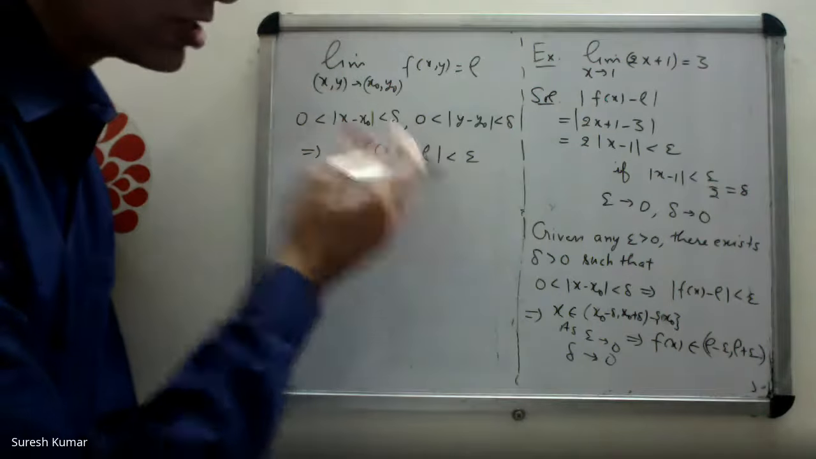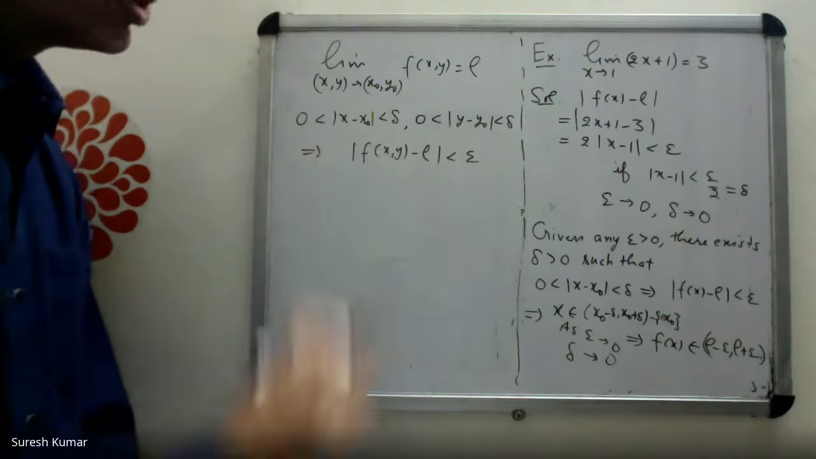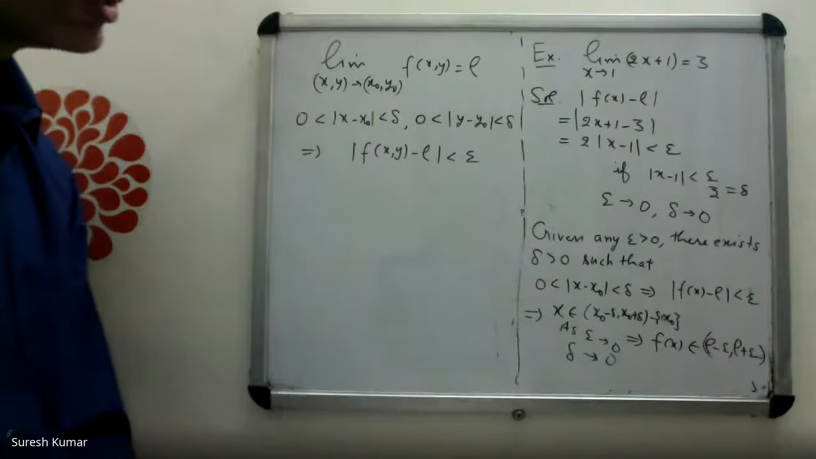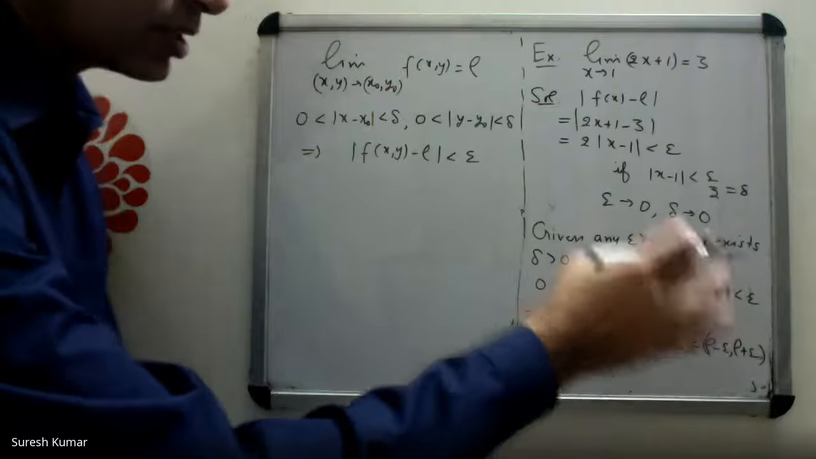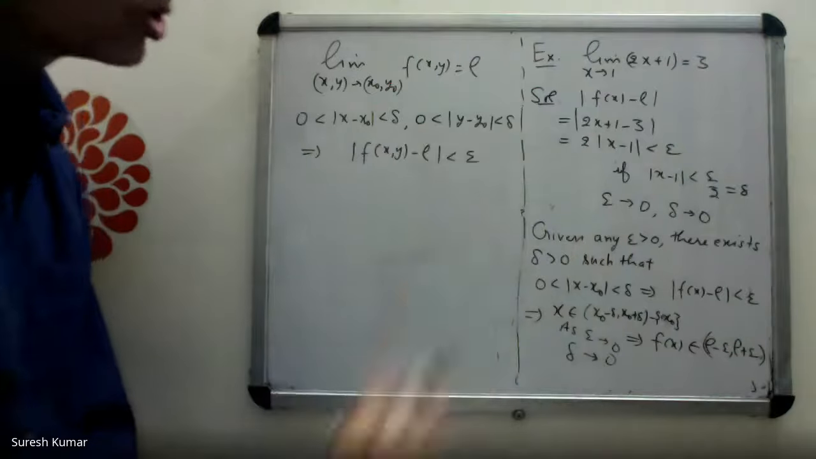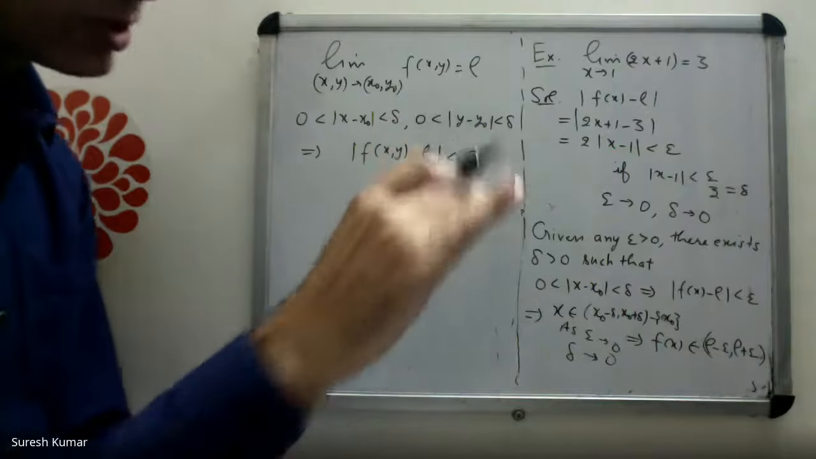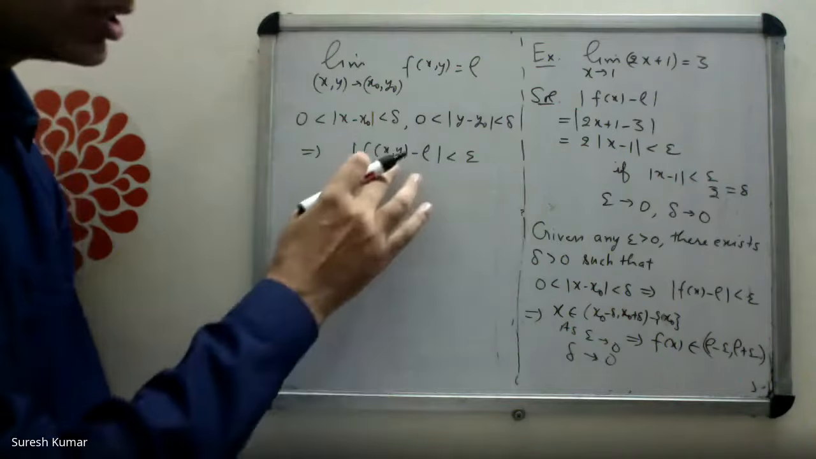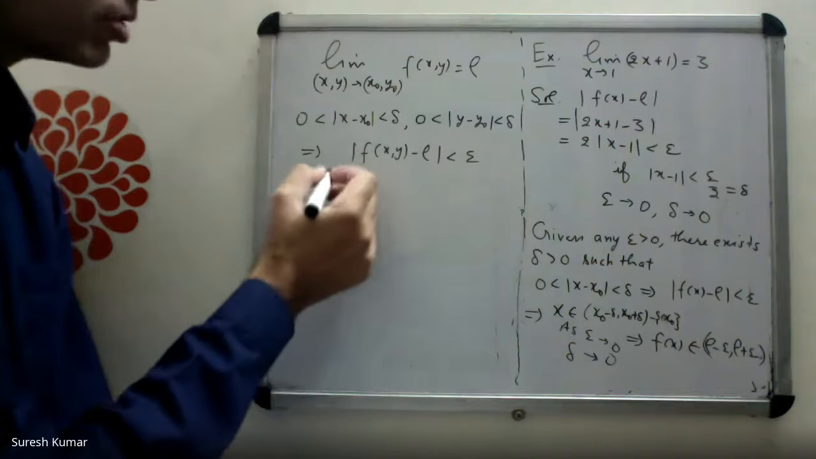Geometrically also you can understand. This time what is the geometry? There I explained that in the delta neighborhood of x, the corresponding curve lies in the horizontal strip. There, L minus epsilon to L plus epsilon are lines parallel to the x-axis. But here, what are these L minus epsilon to L plus epsilon?